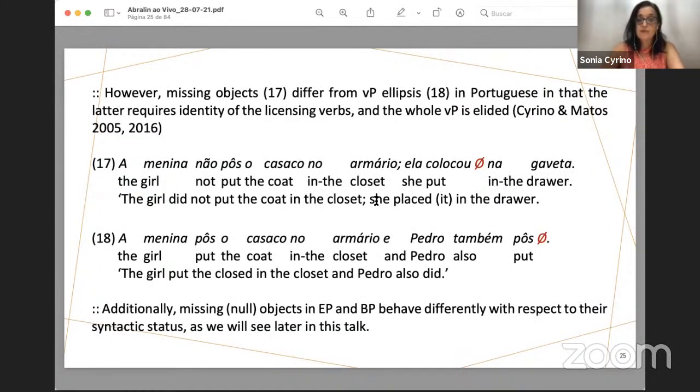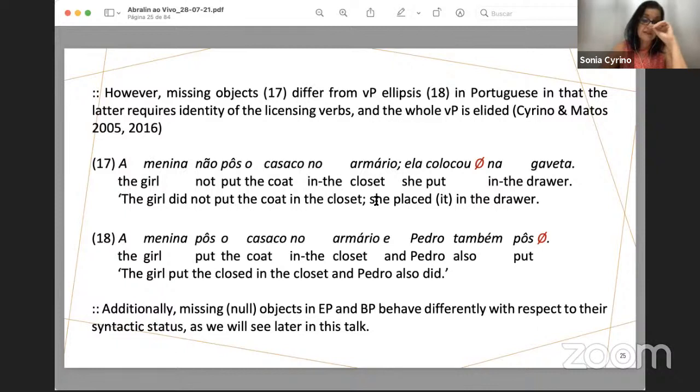So missing objects are different from VP ellipses or V-stranding ellipses in Portuguese, because in ellipses, there must be identity. There's an identity requirement of the licensing verbs, and the whole VP is deleted.